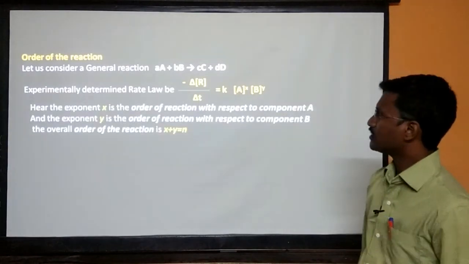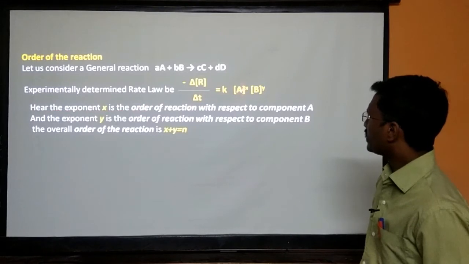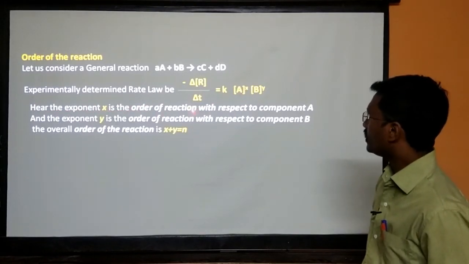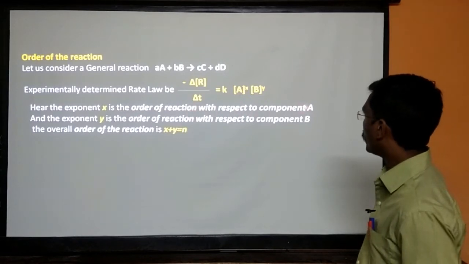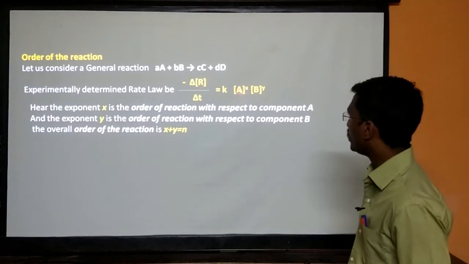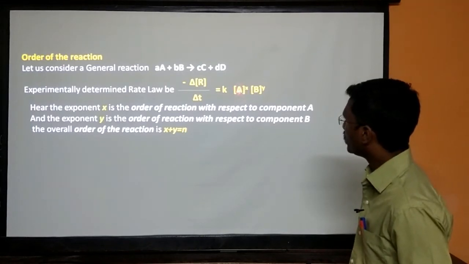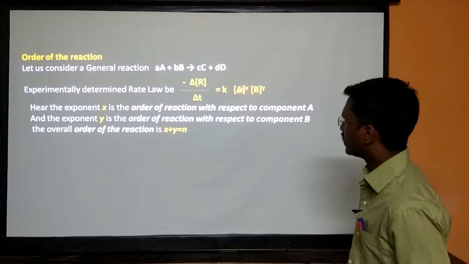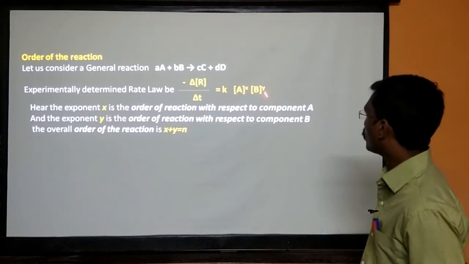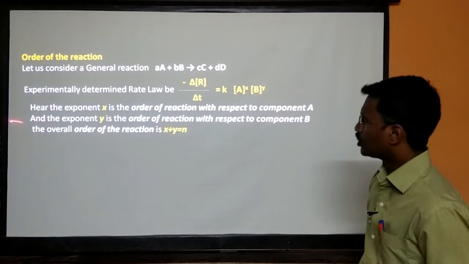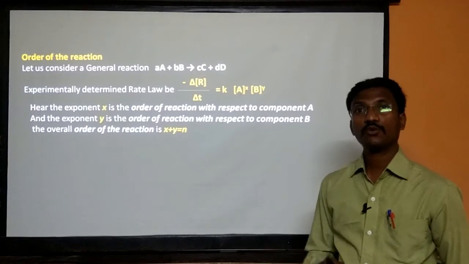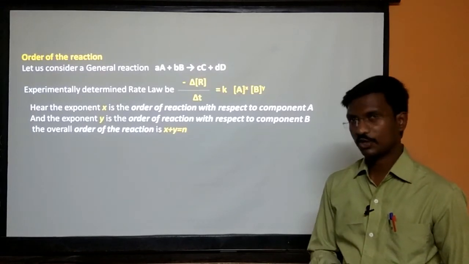So based on this, can you see here X is the exponent, X is the order of the reaction with respect to the component A. Means order of the reaction can be expressed with respect to each of the reactants. With respect to reactant A, the order of the reaction is X, where Y is the order of the reaction with respect to the component B. Together, the overall order of the reaction is the sum of the exponents of the concentrations of the reactants.